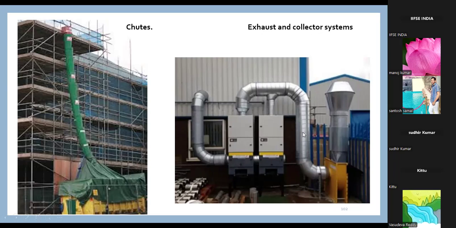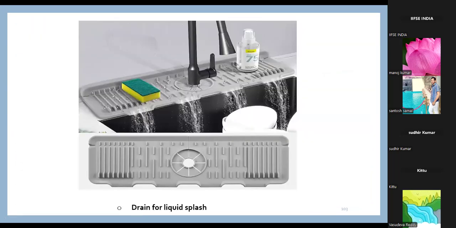Exhaust and collector system. Most of the people are well versed in this in factories and other places. In large kitchens, you have the exhaust system wherein the smoke and dust is sucked out of the processing area. Now the overflow or the drain for liquid splash, most of us are familiar. People have a hand wash in the house. You have a drainage system at the bottom, and at the same time a small hole just below the tap. That hole is provided to drain excess liquid if your main drain gets blocked.